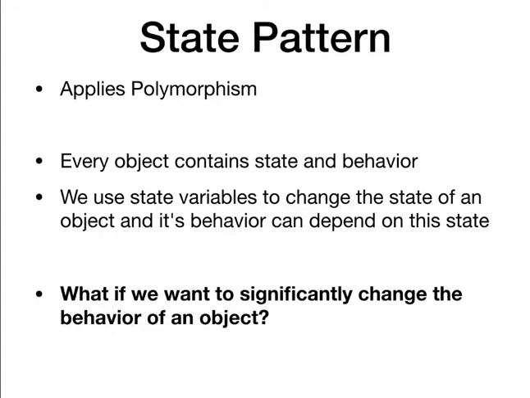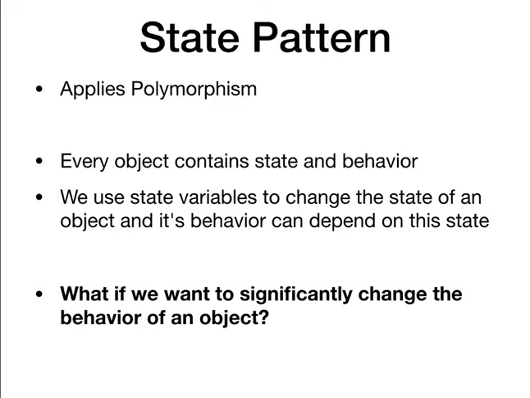So we have classes where we can create objects, and we have objects that contain state and behavior. State is the variables in that object, and behavior is the methods of that object. If we want to change the state of an object, we just change the values of those variables to change the internal state of that object, and that state can affect the behavior. Maybe we have some methods that depend on those state variables to generate slightly different behavior based on the state. But what if we want significantly different behavior in an object?